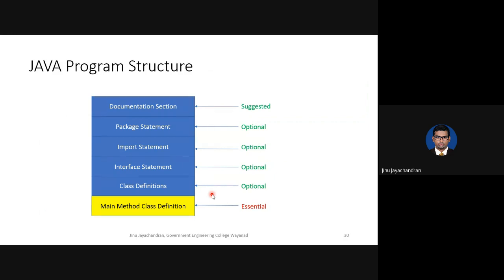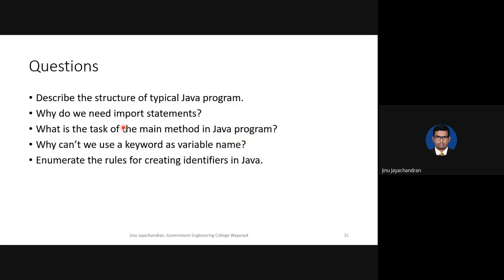Okay. So you have a main method class, which is the class we have seen in which you have defined the main function. You can have another class definition. You have interface, import, package, documentation. So we are going to see all other parts, which are the interface, import, package, and documentation, etc. Okay. So there are some questions at the end. You can just check that. Okay. So I hope you have understood the starting of Java.